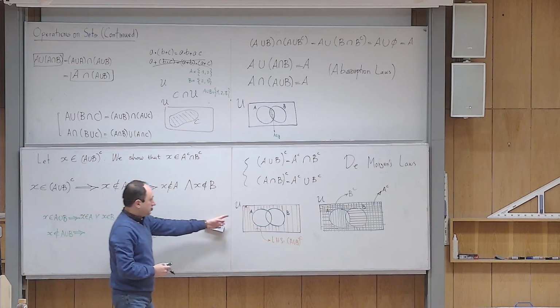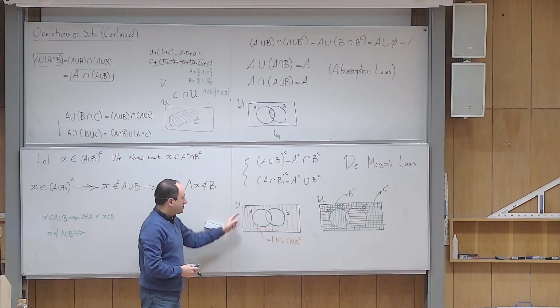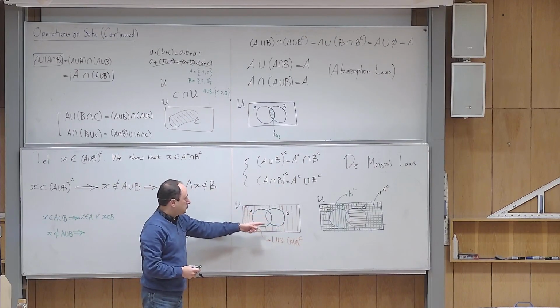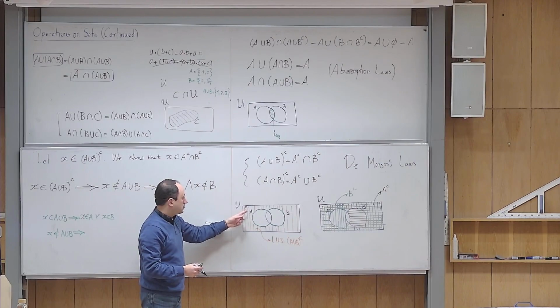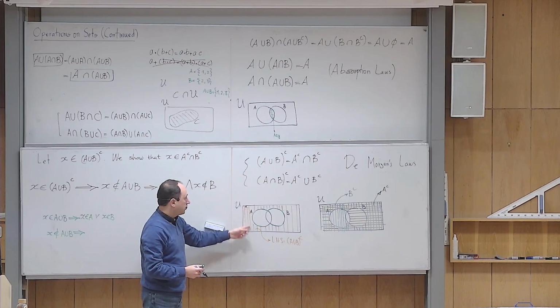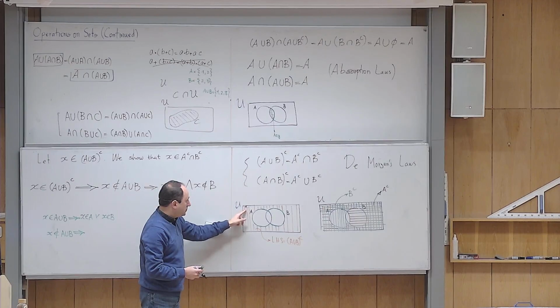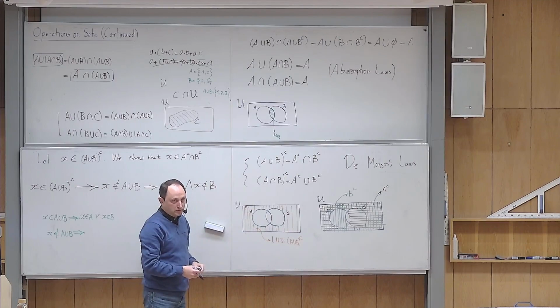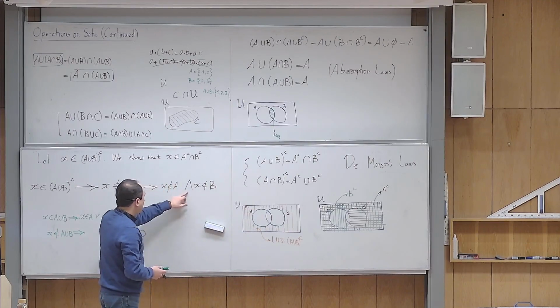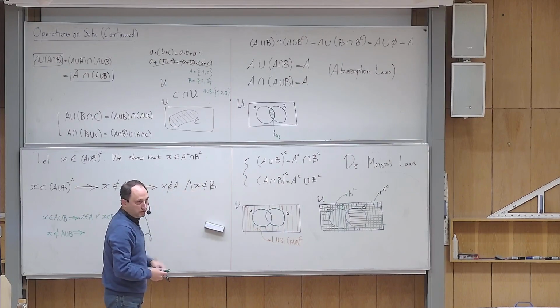you see that this is the union. X does not belong to the union. It means X is somewhere in the orange region. But it is clear that if X is in the orange region, it is neither in A nor in B. Okay? In logic, we say X does not belong to A and X does not belong to B.